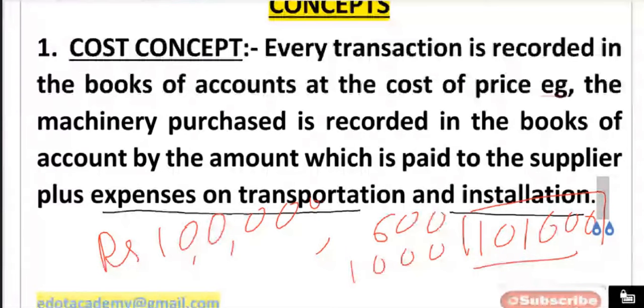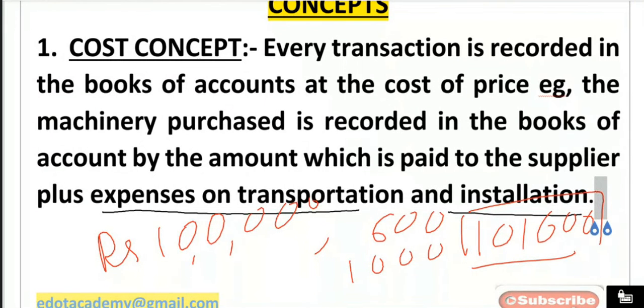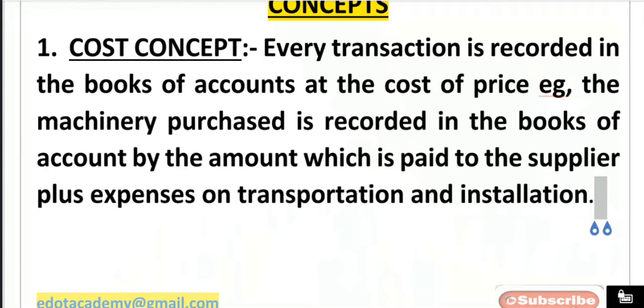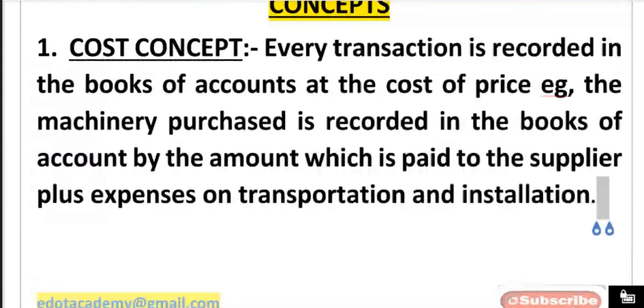Later on, if in future the cost increases, you will not change the cost of the machine. Whatever the basic cost was, only on that will you record. One thing I want to add here: whatever depreciation there is will be subtracted from the cost price, because that is also part of the accounting. So this is called the cost concept. I will reiterate the meaning: whatever the cost of the asset, only on that will you do the recording. In future, if the cost decreases or increases depending upon market value, you will not change the cost.